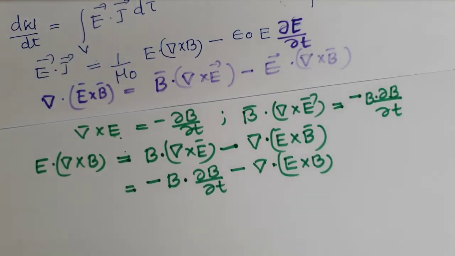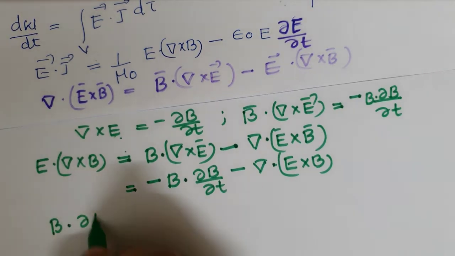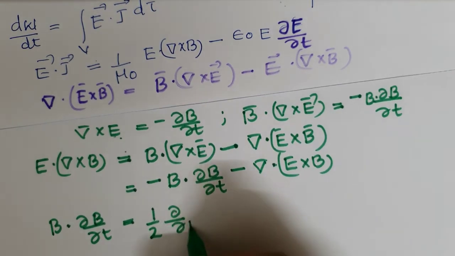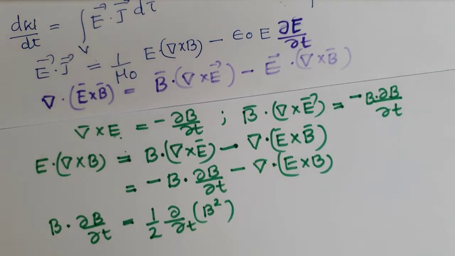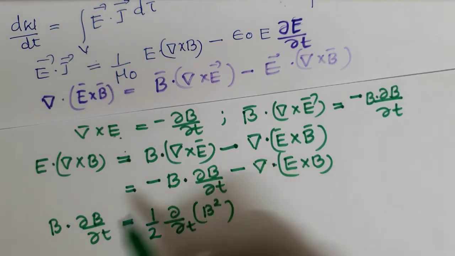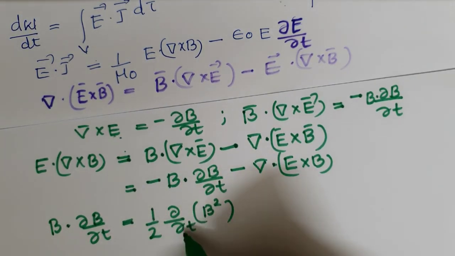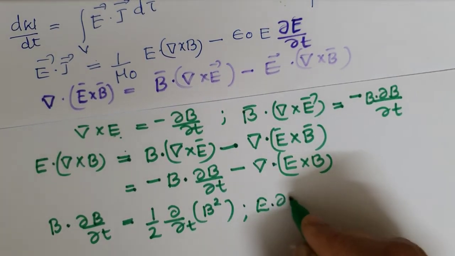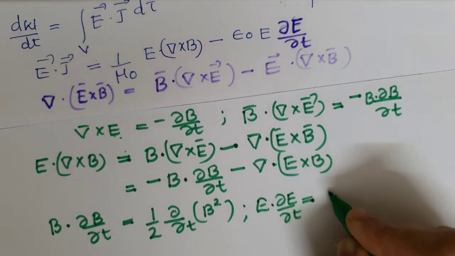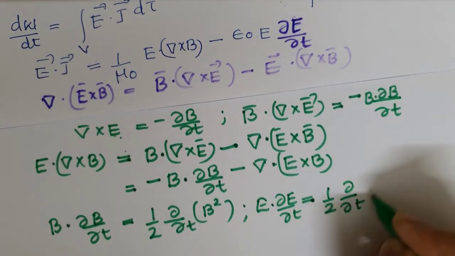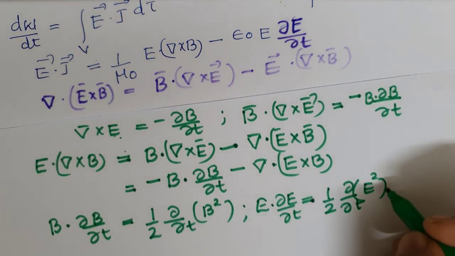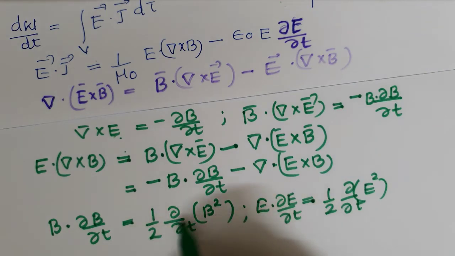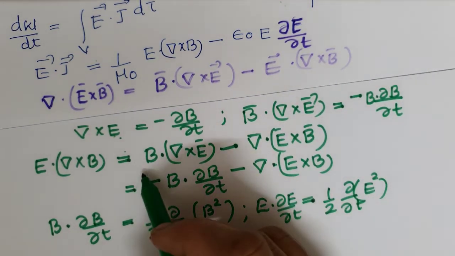But we can represent this B dot dou B by dou t as 1 by 2 dou by dou t of B square. And similarly we can write E dot dou E by dou t is equal to 1 by 2 dou by dou t of E square. So we can substitute this equation, and also make the substitution into this equation.